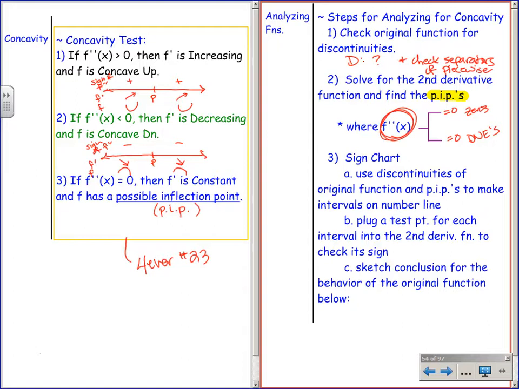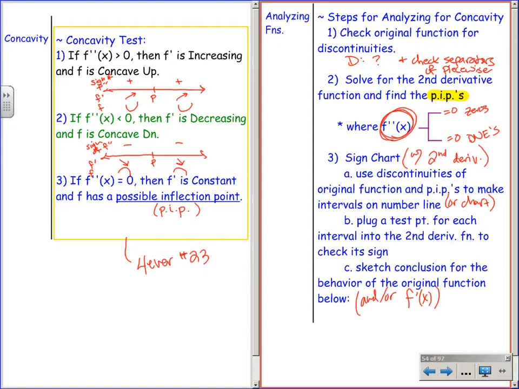And then down here, the sign chart is going to be with the second derivative. We're going to use discontinuities, any domain problems, any problems from number 1. You're going to use any pips from number 2. You're not using the pitchfork of the first derivative for concavity. You're using the pitchfork of the second. Making your number line or making your chart, whichever one you want to do. Still plugging in a test point, seeing the sign of the second derivative, and being able to sketch the conclusion of the original and or f prime.